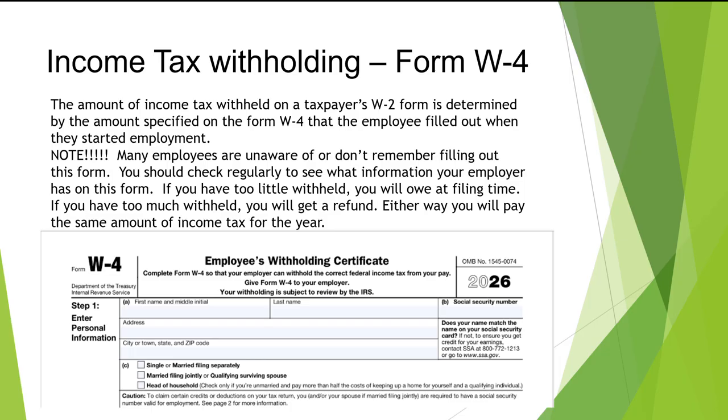And I would say, as a tax preparer, that was a good 25% of people that came through my office. So you, as an employee, should check regularly to see what information your employer has on file on this form. Go to the HR department, get a printed copy of the form, look and see how much you're having withheld. Box 2 on your W-2 form should probably not be blank, because that means you're having nothing withheld.